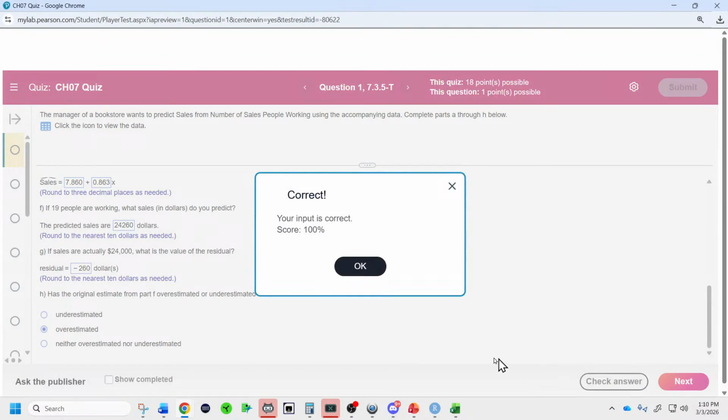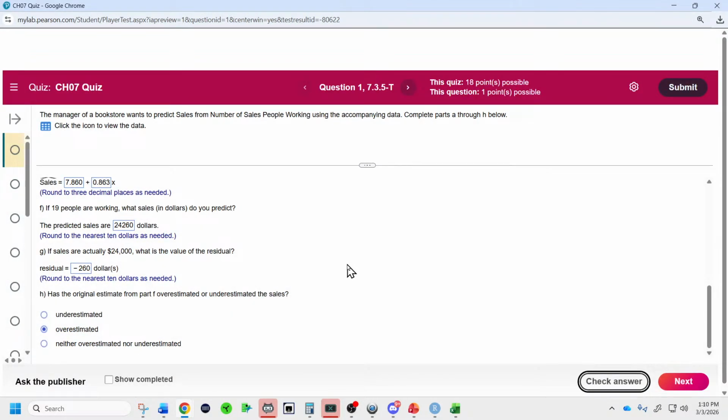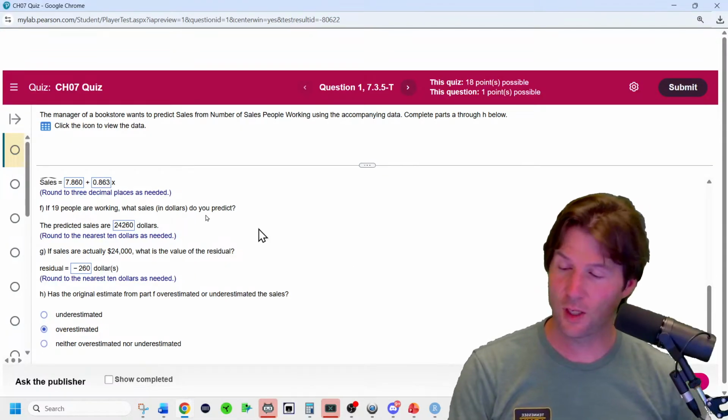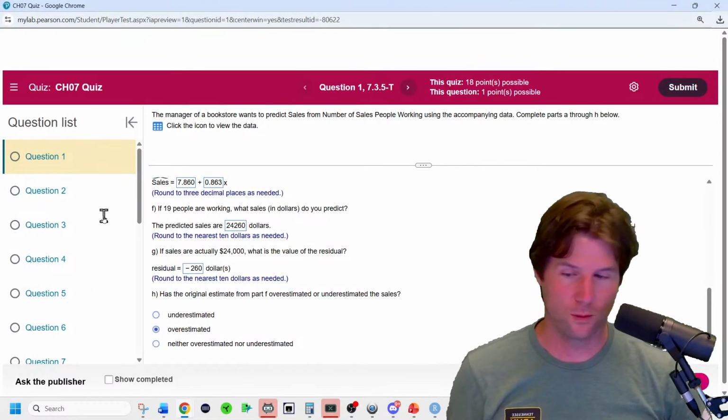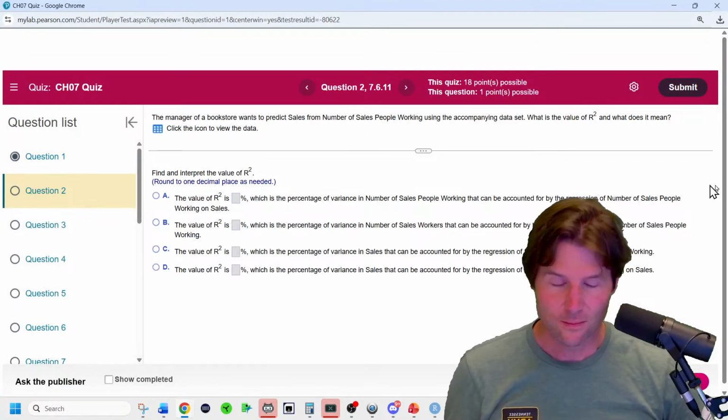Your answer might be different. Let's check. Got 100. That's a tricky problem. It's a good tricky one, and we use the Regression Solver Pro. We love it. It's found under the modules. Let's see what the next one is.